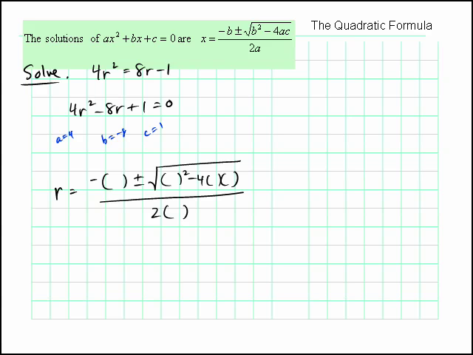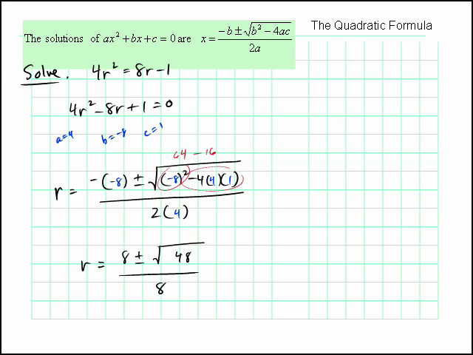And now we plug our numbers in, as we've done before. b is negative 8, a is 4, and c equals 1. Okay, everything's plugged into the formula. Let's simplify now. We've got r equals positive 8 plus or minus the square root of, let's see what we have under the square root sign here, 64 minus 16. 64 minus 16 is 48. Square root of 48, all over 8.